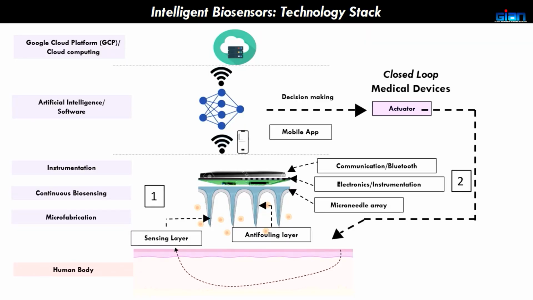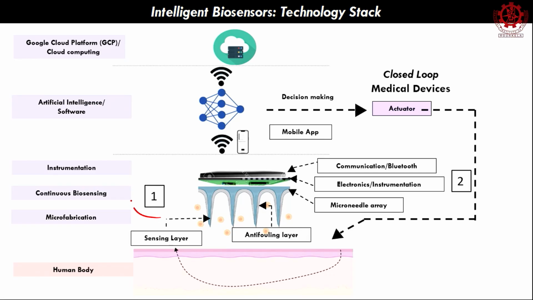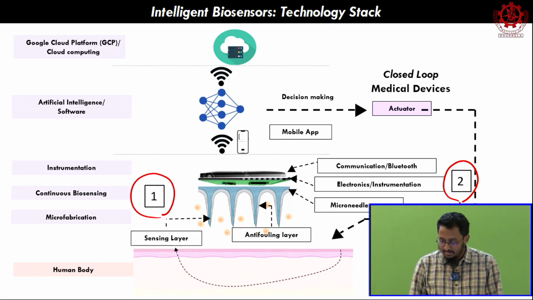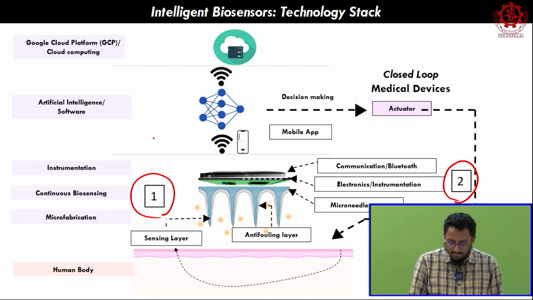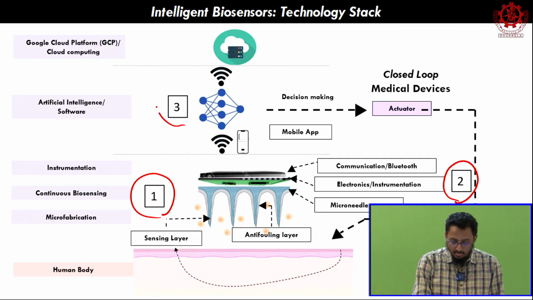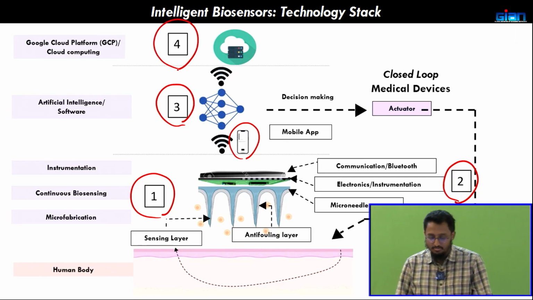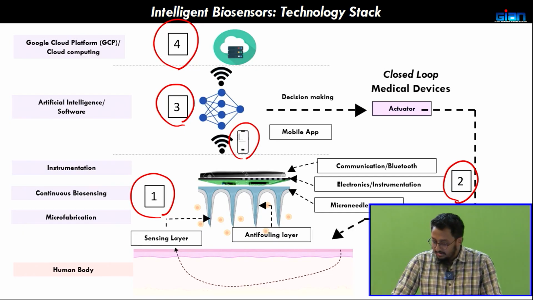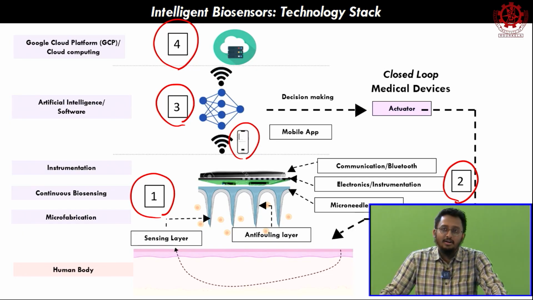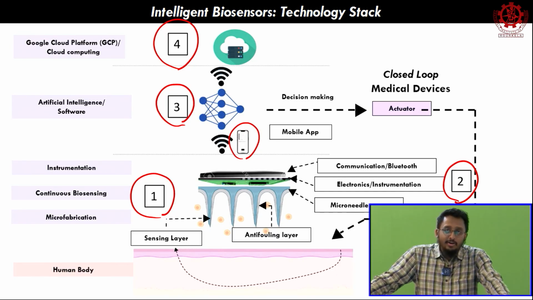I just wanted to recap this technology stack again. In the first stack you have the sensors, in the second stack you have the electronics, third you have the AI models deployed on the edge device, and finally you have the cloud for data storage. So these are the four technology stacks that are needed if you are planning to develop an intelligent biosensor. And you can work at different levels.